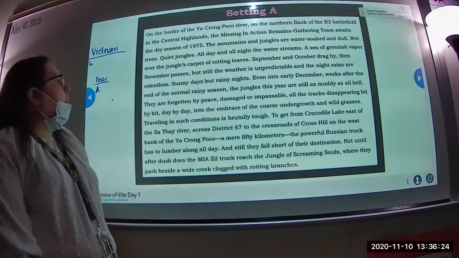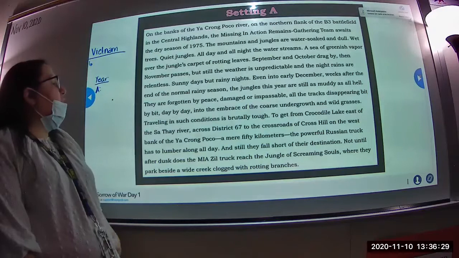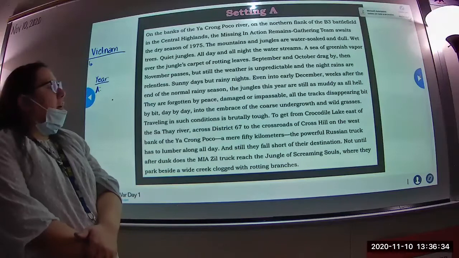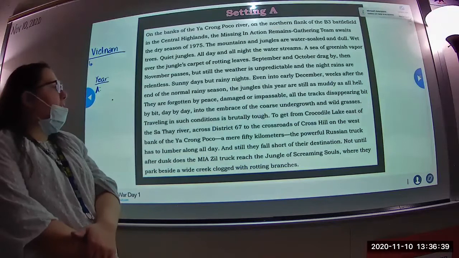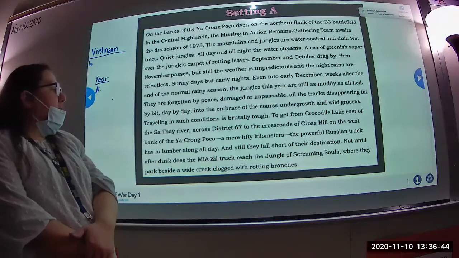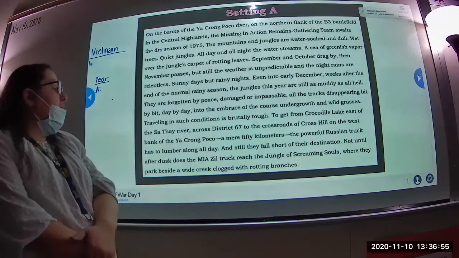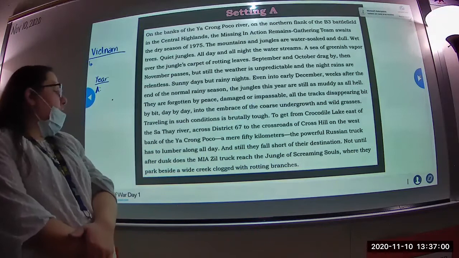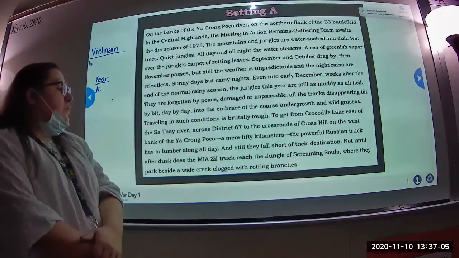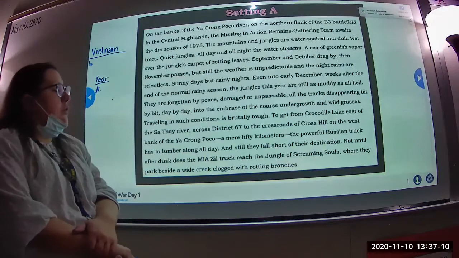A sea of greenish vapor over the jungle's carpet of rotting leaves. September and October drive by, then November passes, but still the weather is unpredictable and the night rains are relentless. Even in early December, weeks after the end of the normal rainy season, the jungles this year are still as muddy as all hell. They are forgotten by peace, damaged and impassable. All the tracks disappeared bit by bit, day by day, into the embrace of a coarse undergrowth and wild grasses. Traveling in such conditions is brutally tough. To get from Crocodile Lake east of Solitary River across District 67 to the crossroads of Cross Hill on the west bank of the Yau Krong Poco, a mere 50 kilometers, the powerful Russian truck has to lumber along all day. And they still fall short of their destination. Not until after dusk does the MIA Zill truck reach the jungle of screaming souls, where they park beside a wide creek clogged with rotting branches.